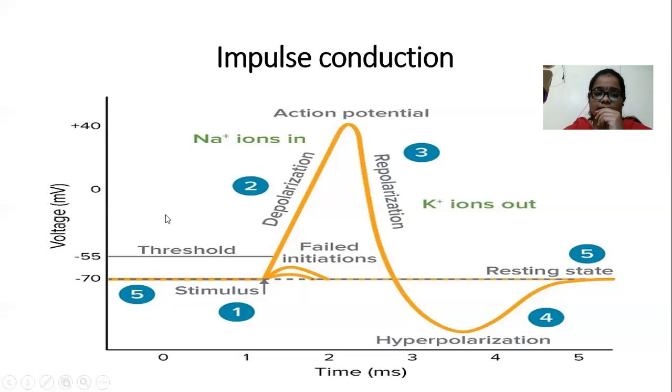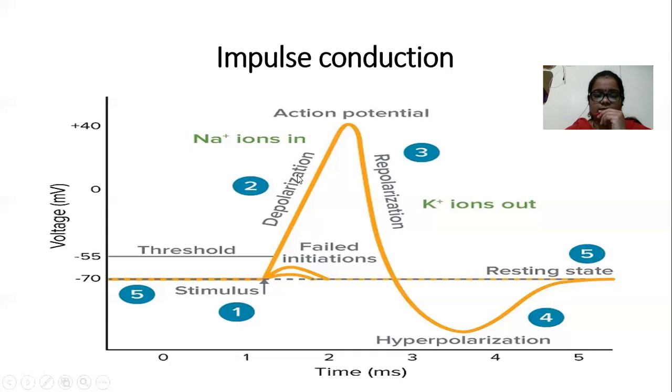Then there is further opening of more sodium channels, which is nothing but a high influx of sodium ions into the cell. So the sodium ion concentration inside the cell increases. Then the membrane potential rises from minus 55 millivolts to plus 40 or 30 millivolts. The total process is known as depolarization.